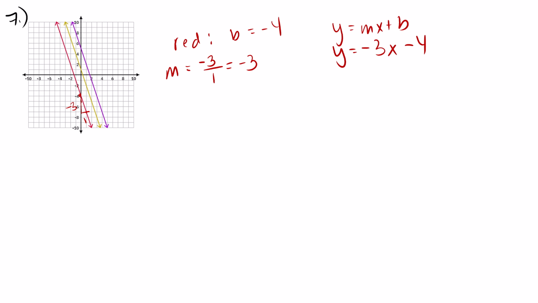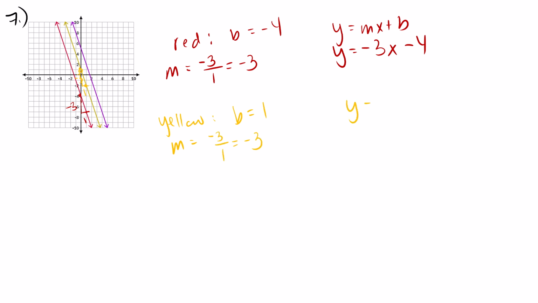Looking at our yellowy orange line, that one appears to have a y-intercept of 1. And then looking for another point on the line, I see one right there. So we're going to count and we're going to go down 1, 2, 3, and over 1.